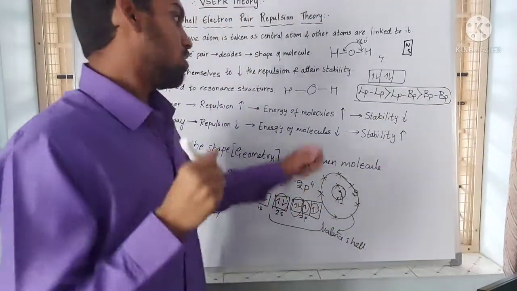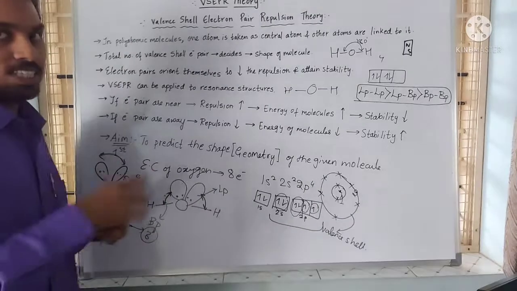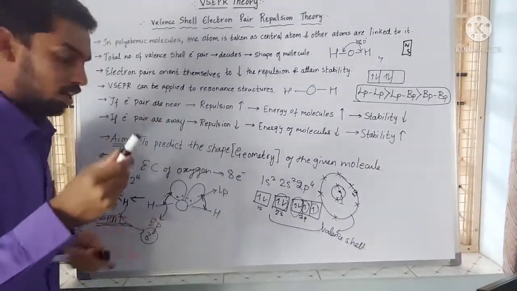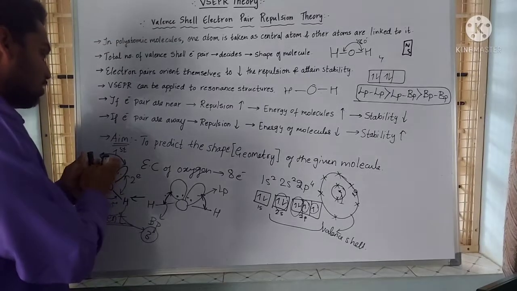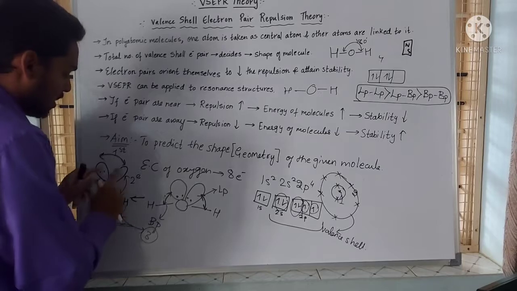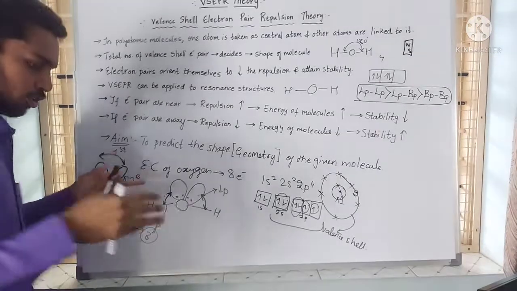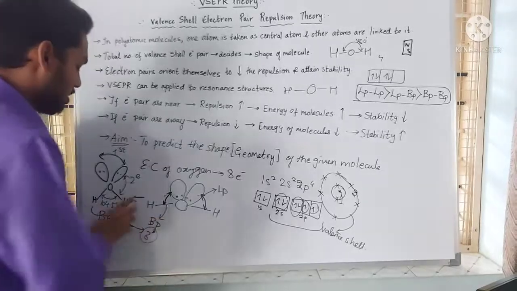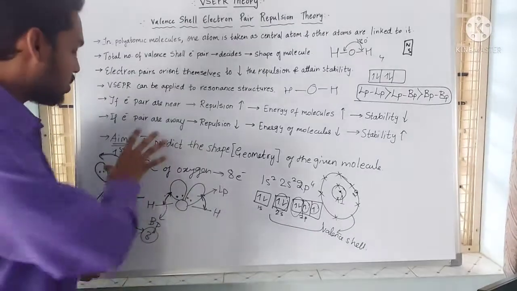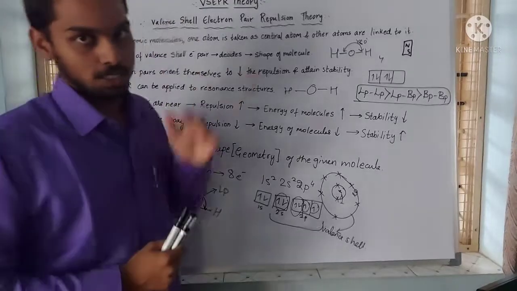Why is it so? These lone pairs of electrons are present on a single atom, hence they require more space. Once they require more space, they are going to move away from each other. Hence these bonded pairs are going to be compressed and there is a distortion in the shape of the molecule. This is how the VSEPR theory works.